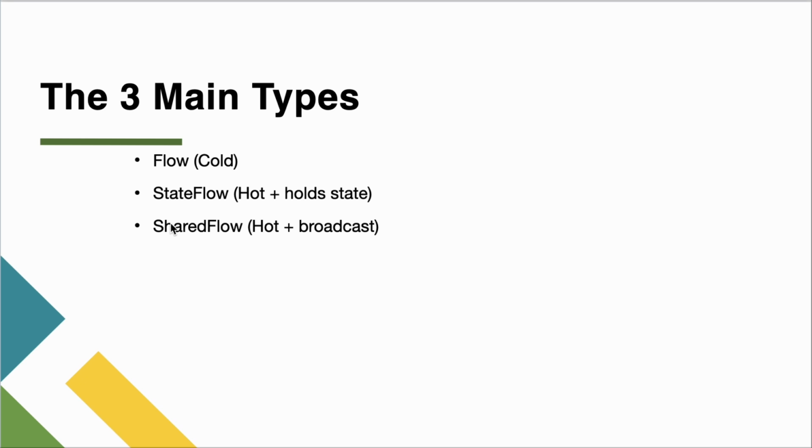Just to recap again, consider flow as a cold coffee, where you get a fresh one every time you order. The state flow is a kind of hot tea in a flask. It's already hot, ready, and remembers your last sip. And the shared flow is basically a party drink dispenser, one source where everyone can take a cup simultaneously.